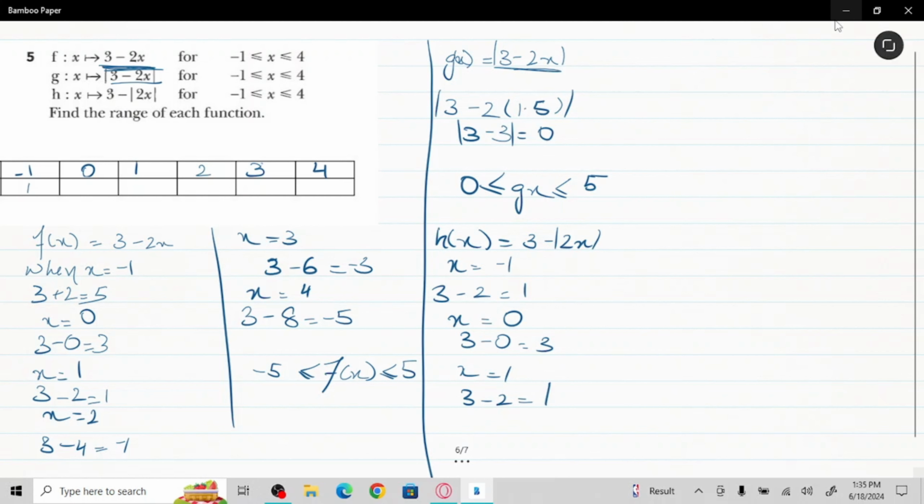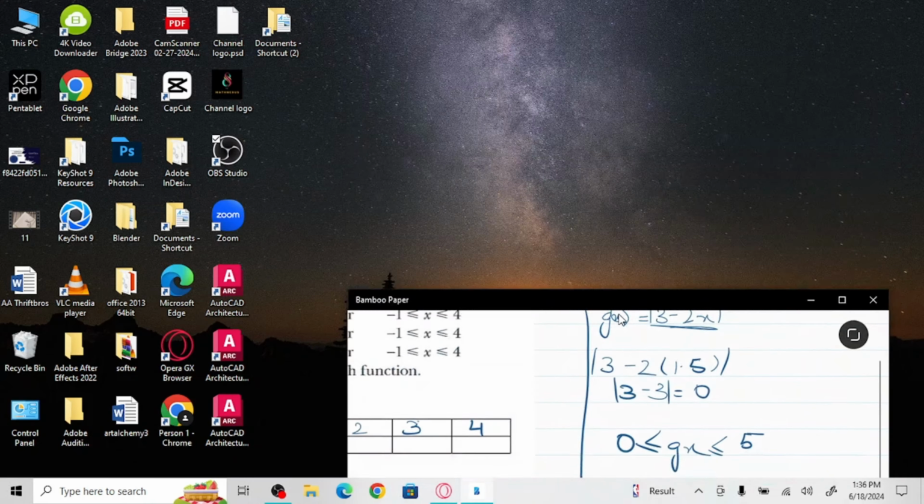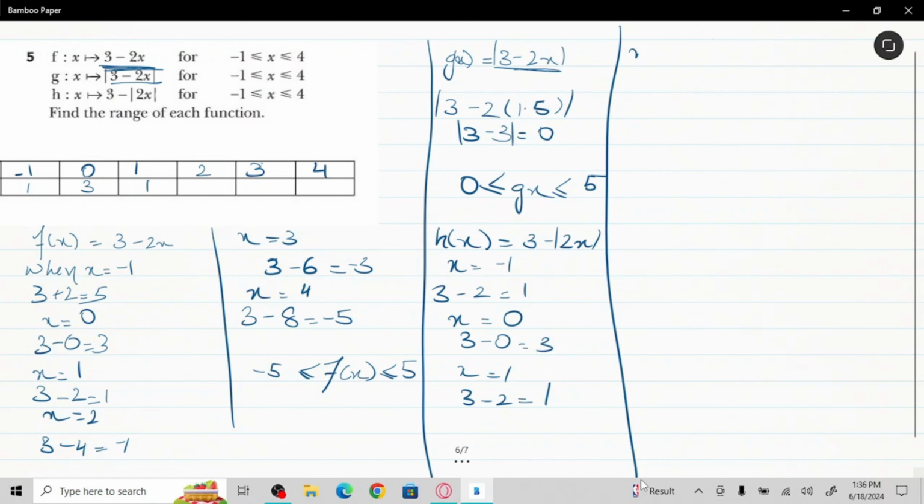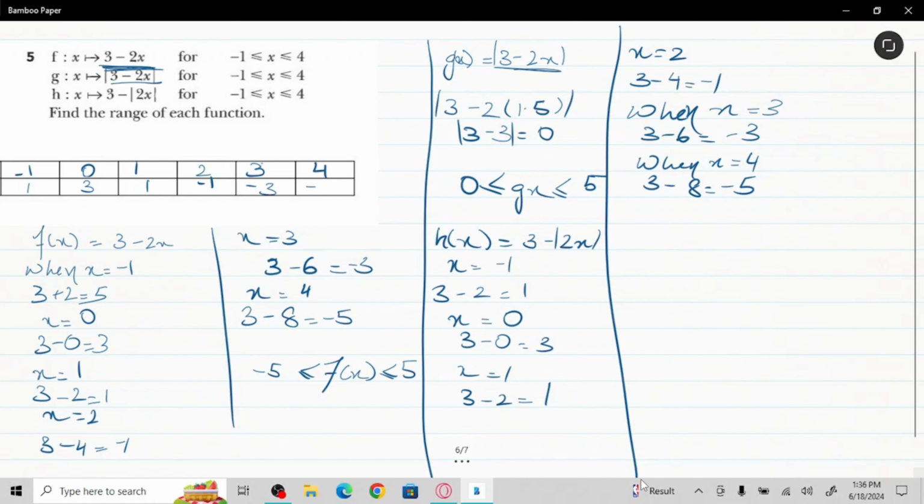Just let me copy these values. So 1, 3, 1, and then x is equal to 2. We have 3 minus 4, which is negative 1. When x is equal to 3, we have 3 minus 6, which will become negative 3. Similarly, when x is equal to 4, we have 3 minus 8, which will become negative 5. Just copy these values, negative 3 and negative 5. Okay, so there is no such problem in this graph.